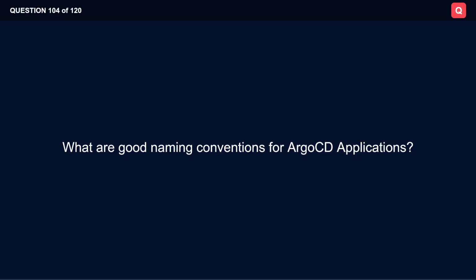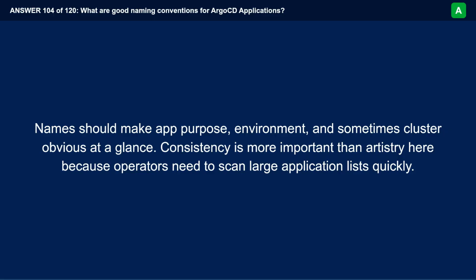What are good naming conventions for ArgoCD applications? Names should make app purpose, environment, and sometimes cluster obvious at a glance. Consistency is more important than artistry here, because operators need to scan large application lists quickly.